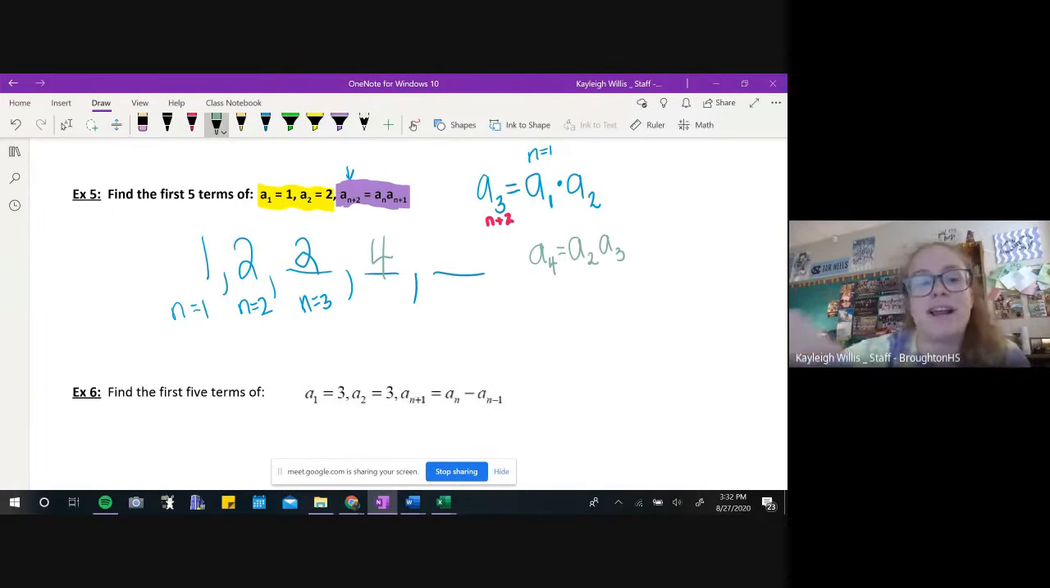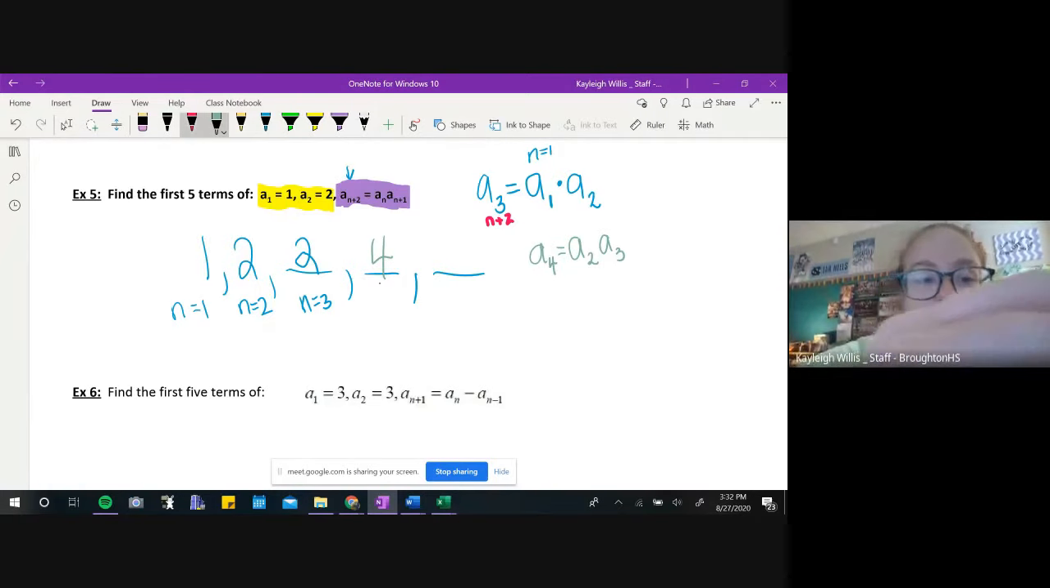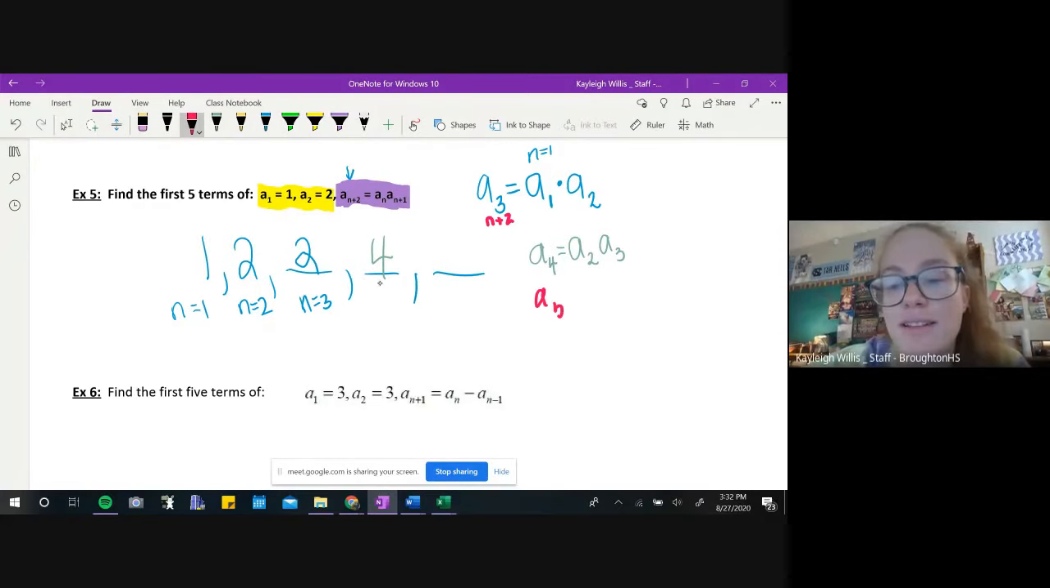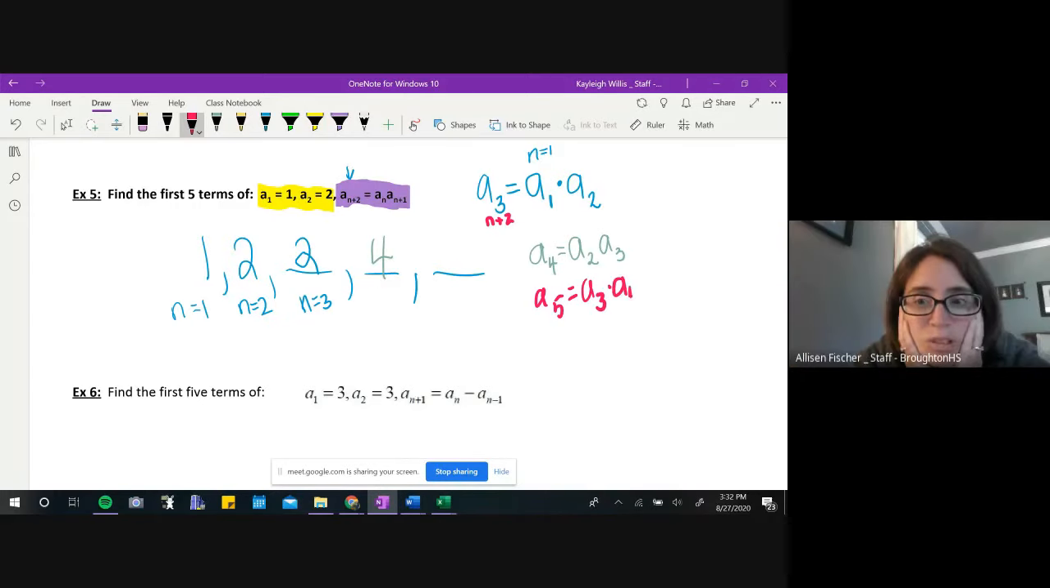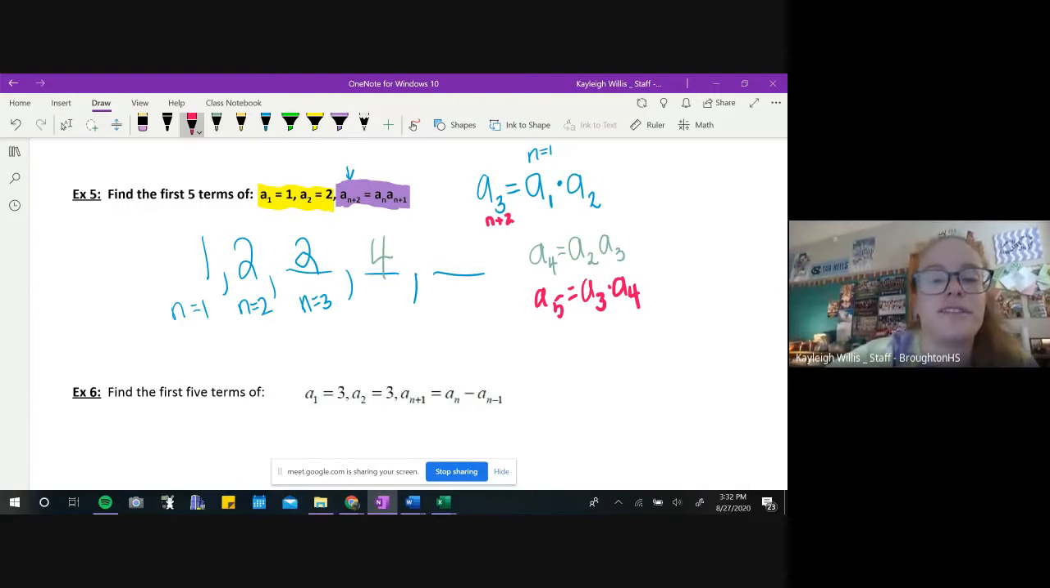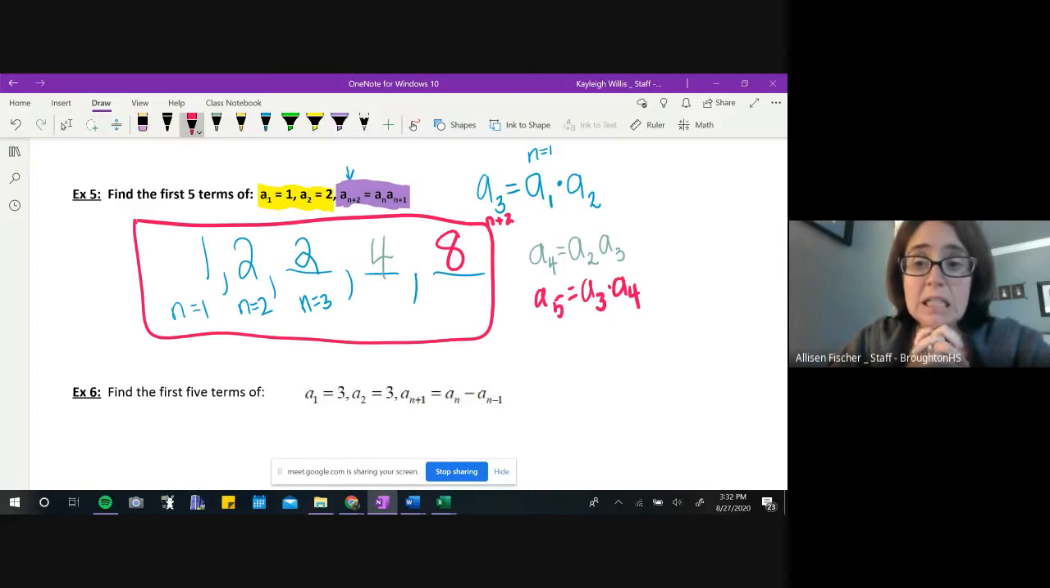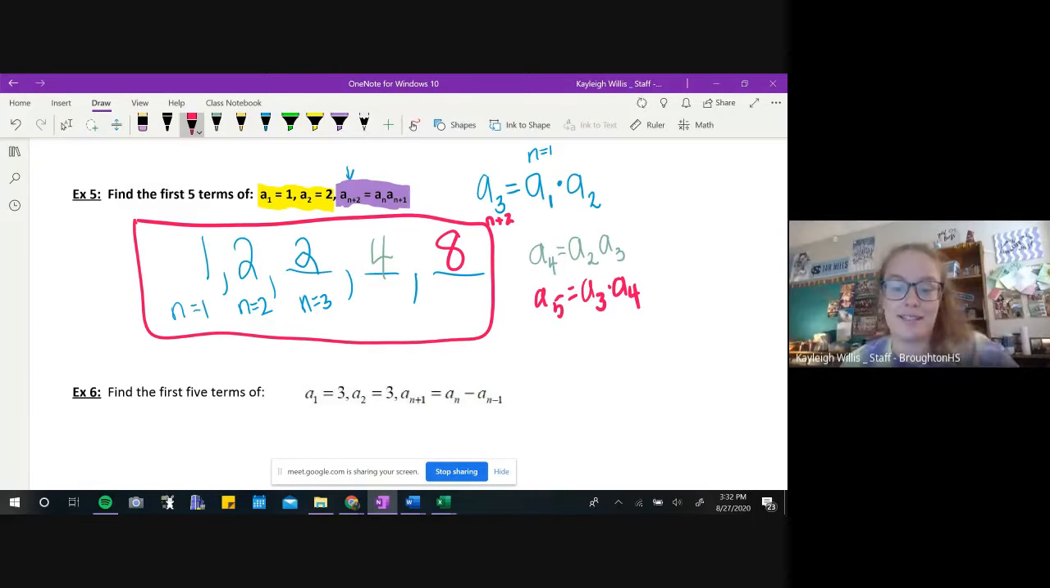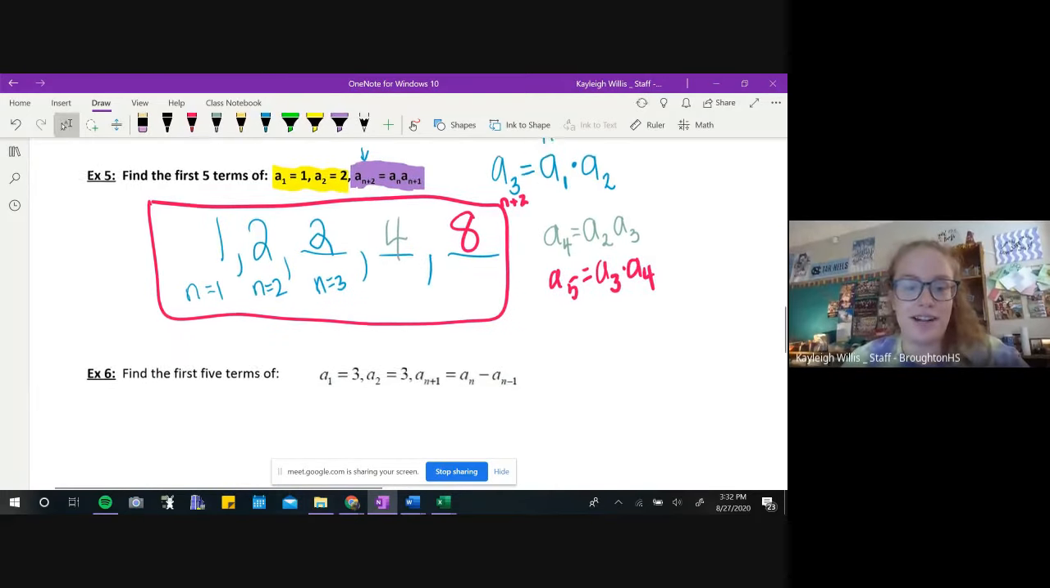So I don't have to write out the 5th term, but if you were to write out the 5th term, how you would get that, it would just be the 3rd term times the 4th term, which is going to give me 8. And that's all you have to do. Yes. All right, let's do another one.